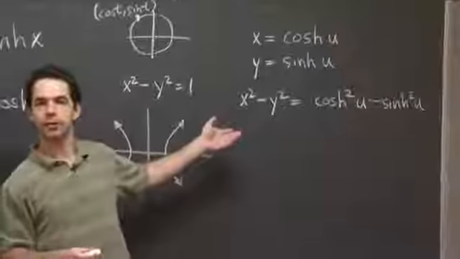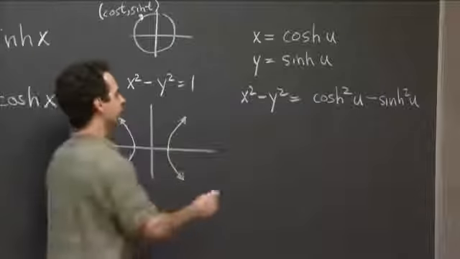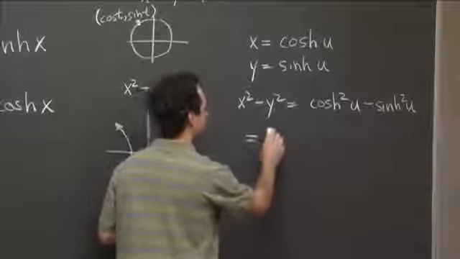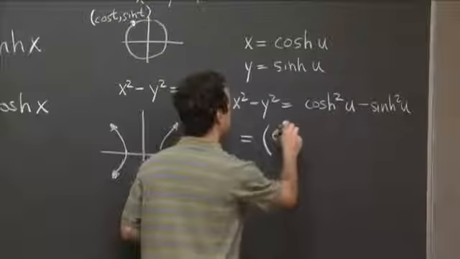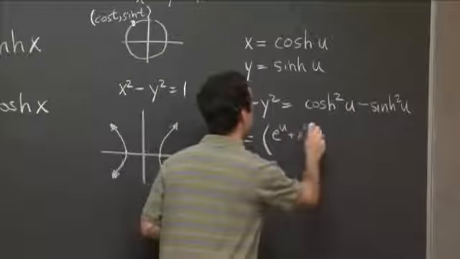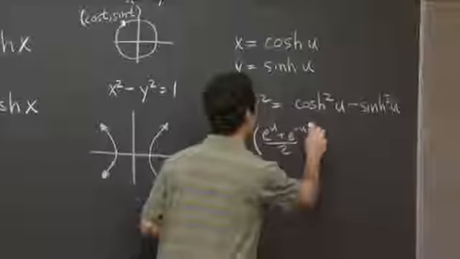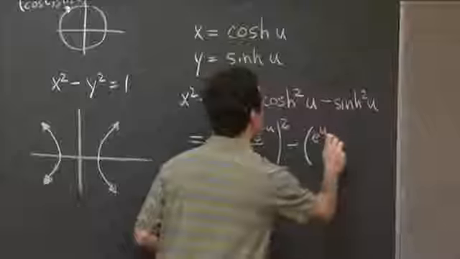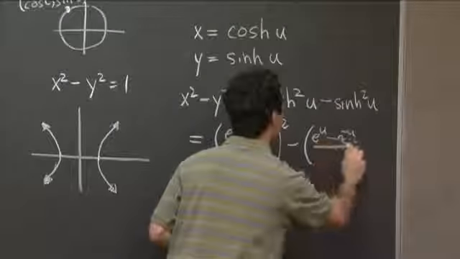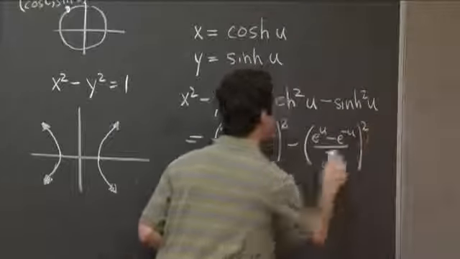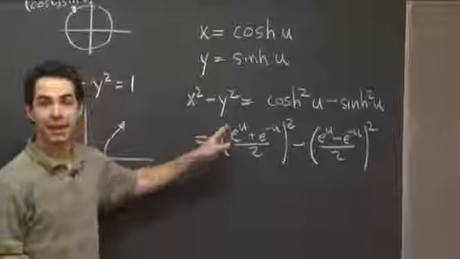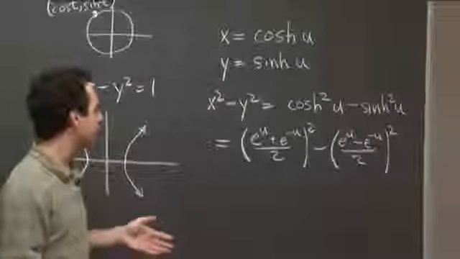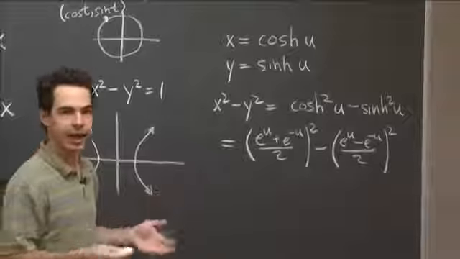And now we can plug in the formulas for cosh and sinh that we have. So this is equal to (e to the u plus e to the minus u over 2) quantity squared minus (e to the u minus e to the minus u over 2) quantity squared. And now we can expand out both of these squares and put them together.